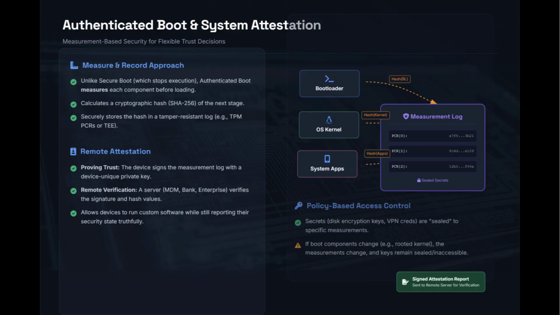These measurements create a verifiable record of what software was loaded during startup. Later, this information can be used for remote attestation, where the device proves its integrity to a remote server. For example, enterprise security systems may check whether a device is running trusted firmware before granting access to sensitive corporate networks. Authenticated boot therefore enables flexible security decisions based on measured system integrity.